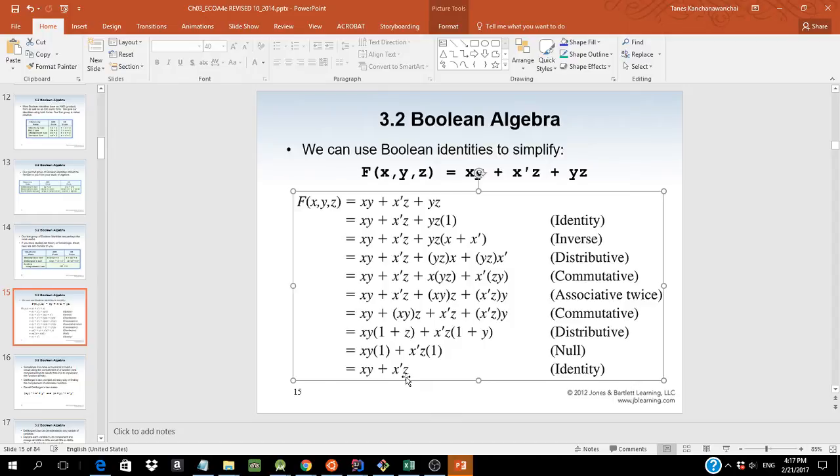Now this is one way to simplify Boolean algebra. We said we can also use the K-map. It should give you the same result. All right, so let's look at the K-map.